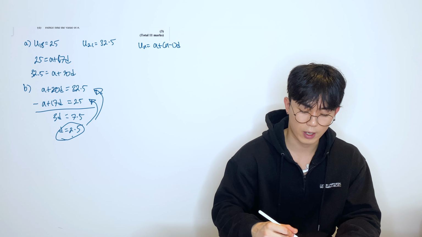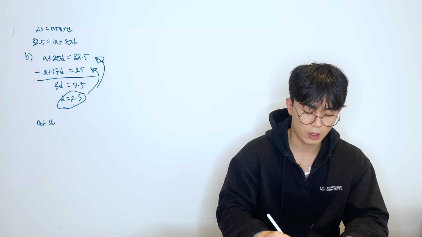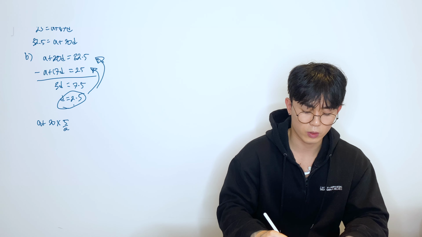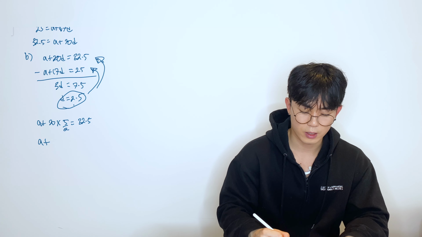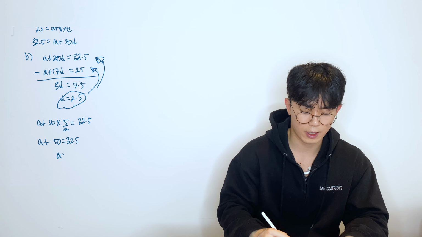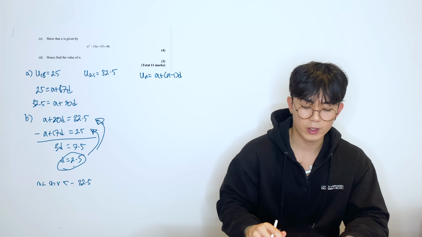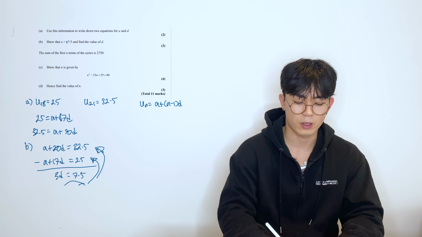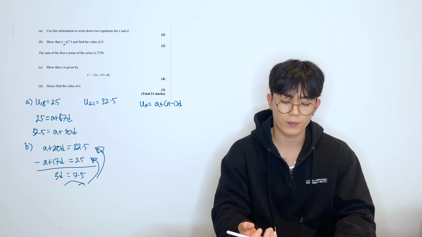So let's just quickly try it. A plus 20 times 2.5 is equal to 32.5. A plus, this is 10, 50 is equal to 32.5. So A is negative 17.5. I think the question is wrong. There should be a negative 17.5 rather than negative 7.5.